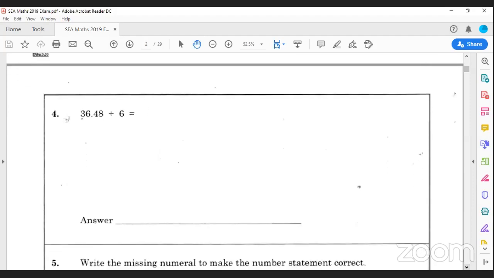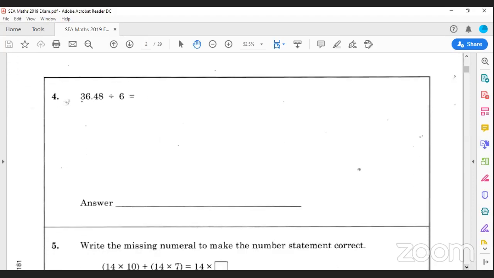Question number 4, it says 36.48 divided by 6. How do we divide decimals? I'm going to demonstrate this on this side of the board. We're going to have 6 into 36.48. 6 into 3 is 0. 6 into 36 is 6. Put back my point. 6 by 6 is 36.